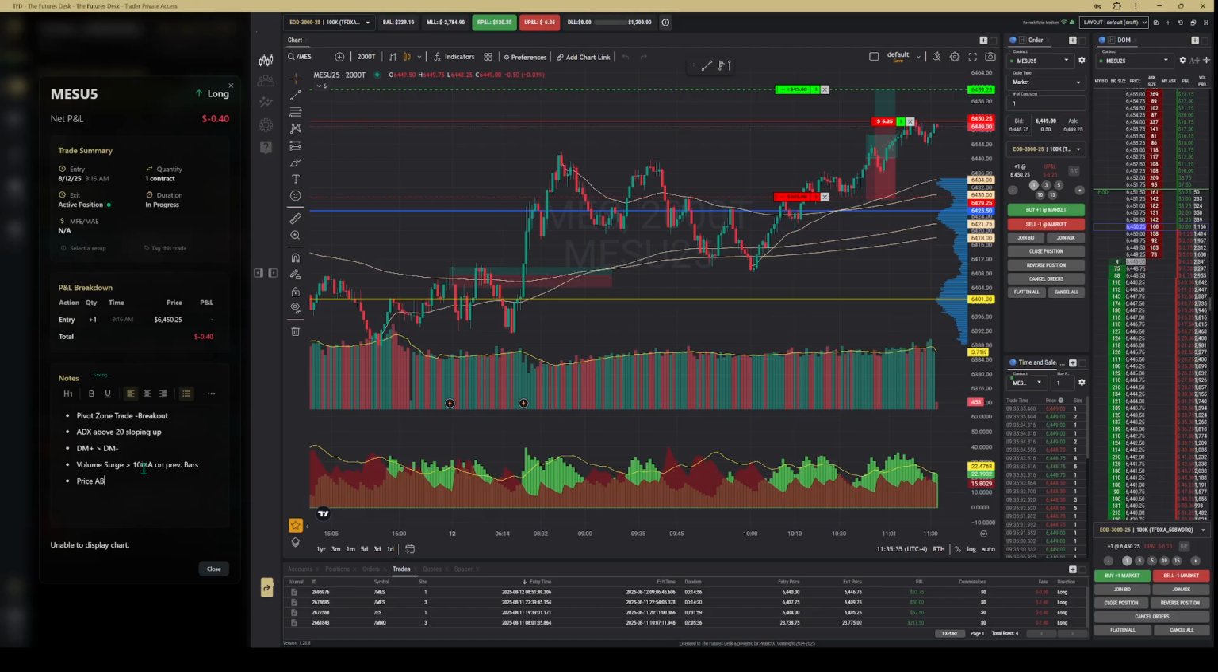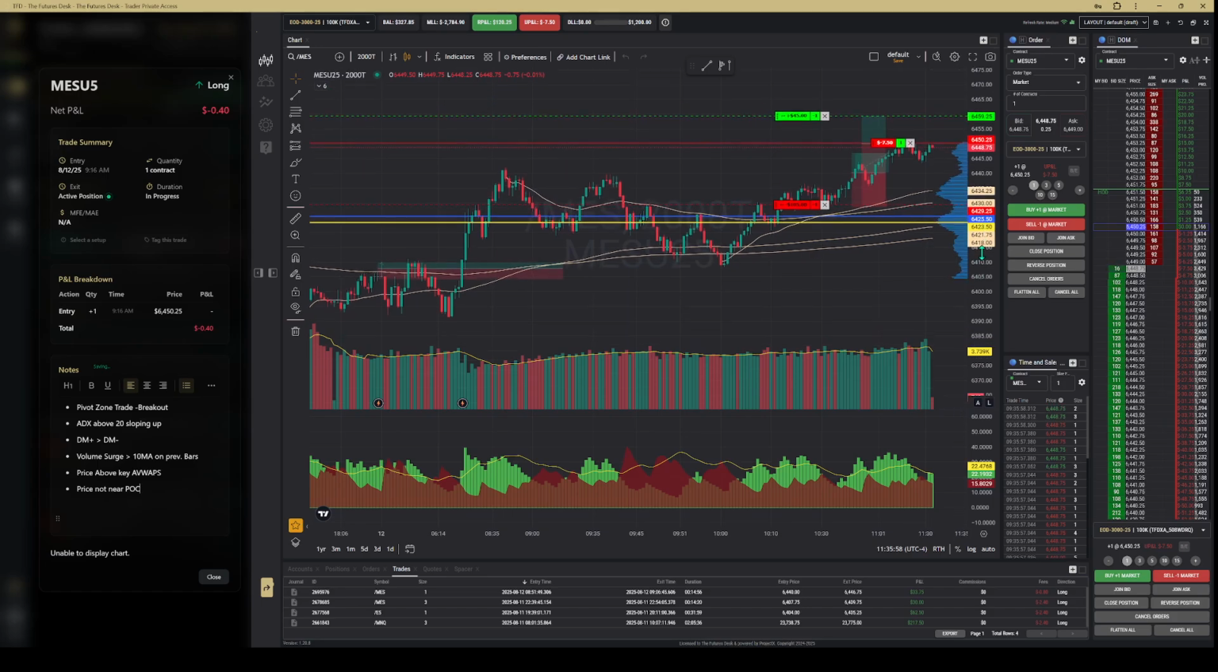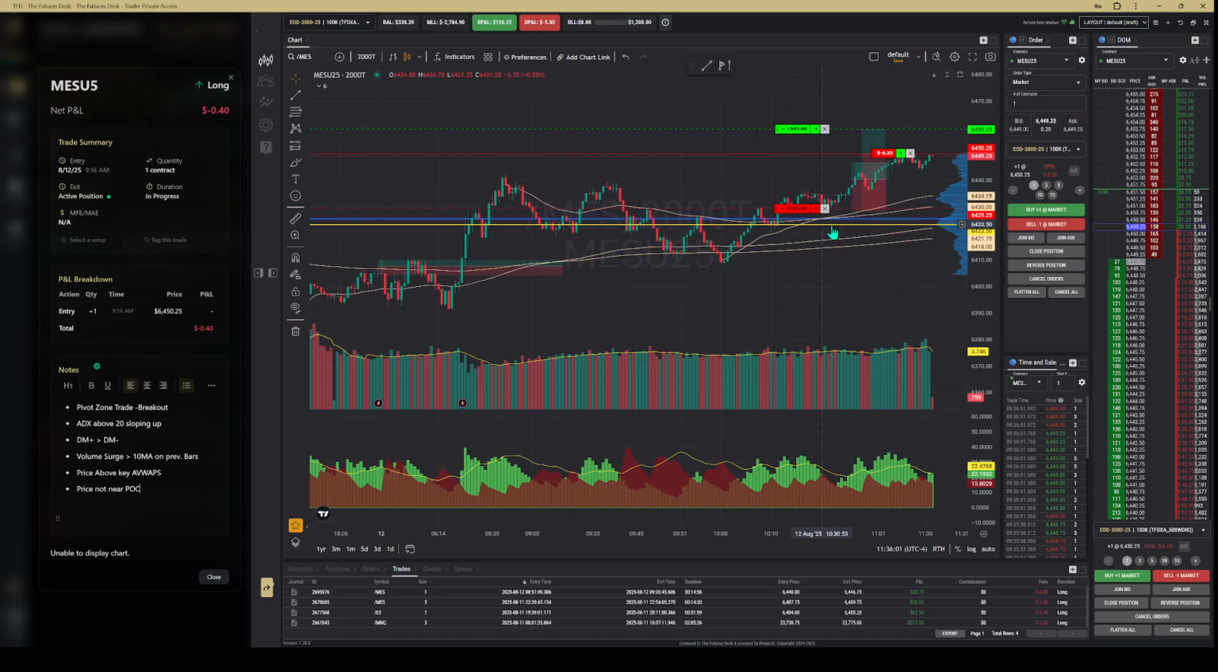Price above key anchored VWAPs. So that's our setup, right? And another thing, price not near point of control. So that's kind of our trade right there. Point of control down here, right? This is a visual volume profile, visible range. So that's why we got in this trade. And then we can take a picture of it.